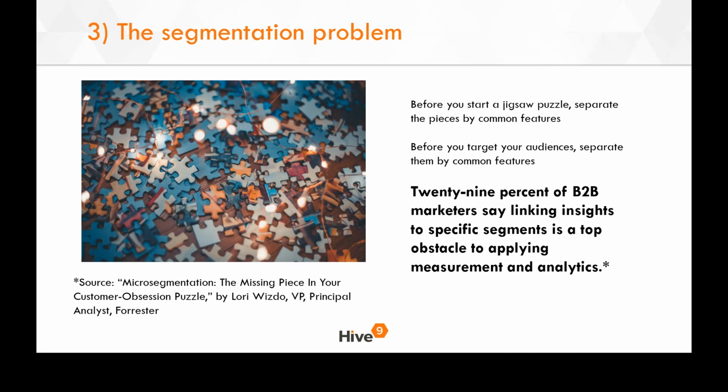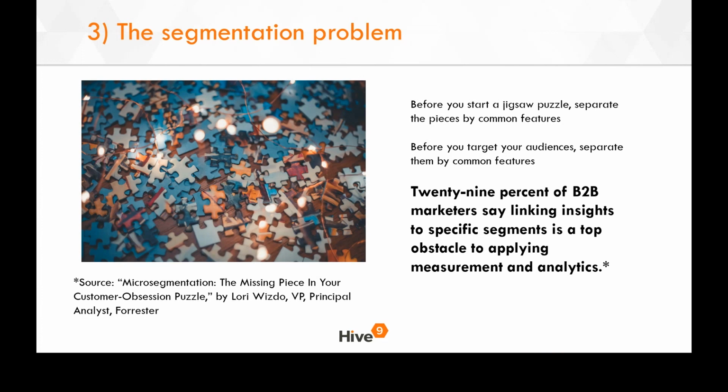To describe the importance of segmentation, Forrester uses an analogy of a jigsaw puzzle, and that's what we're seeing on the screen here. Before you try to put all the pieces together, you might first separate them by commonalities, whether it's their color, their shape, or their size. In the same way, for marketing, it's a lot easier to more effectively target the right people with the right messaging and content when you first separate them by certain characteristics. And that's really what we're talking about with segmentation.